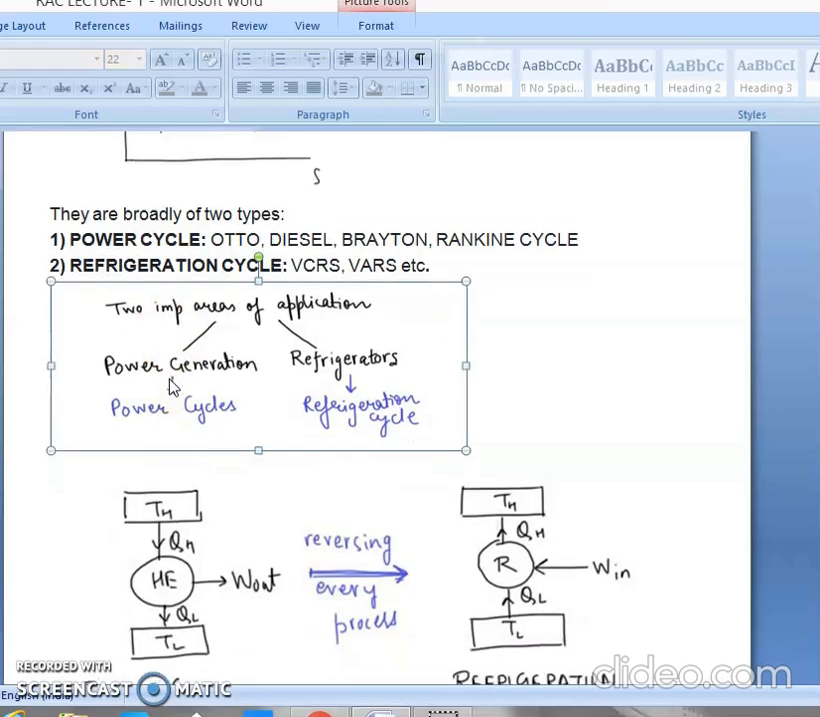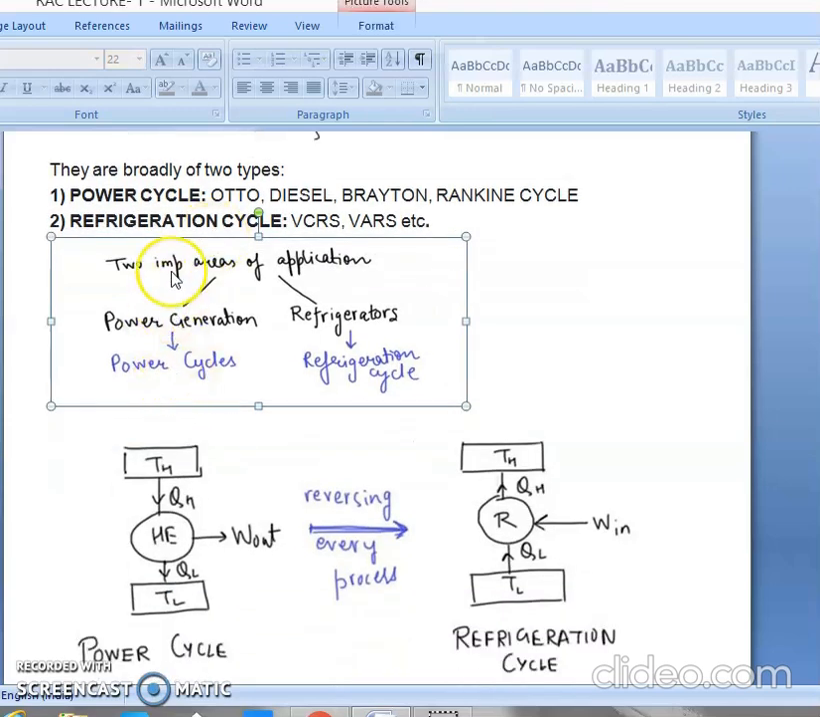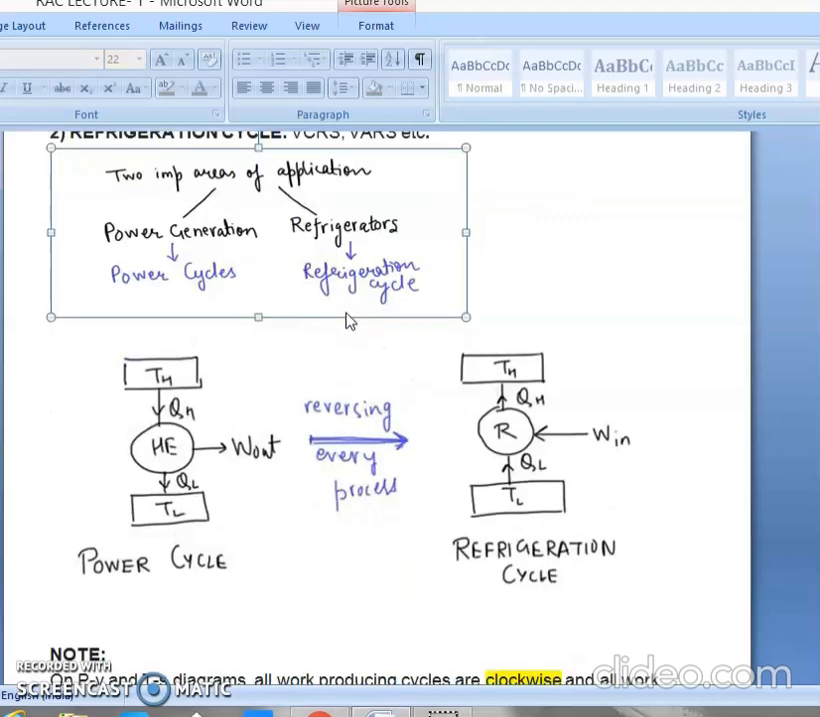So here I have discussed two important areas of application, that are power generation and refrigeration. Power cycles are used in power generation systems. Example, thermal power plant. In thermal power plant, we use Rankine cycles. Therefore, it is a power cycle. And an example of one of the main applications of refrigeration cycle is in refrigerators, which we use in our home.